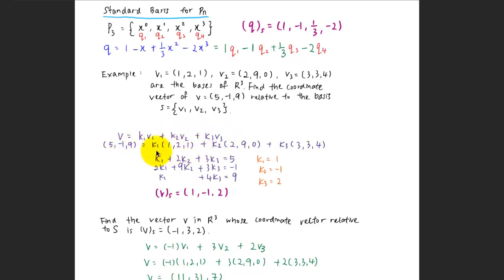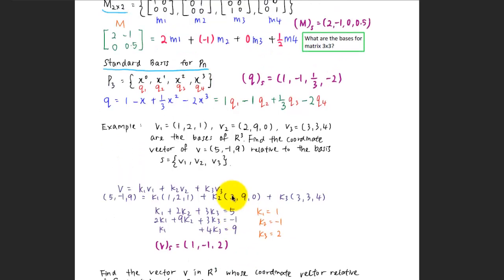What we need to do is to find out what k1, k2, k3 are, such that we can get the coordinate for these combinations. So you put it into this system of linear equations and you solve it using row operations. At the end, you will find that k1 is 1, k2 is negative 1, and k3 is 2. So this v is actually a combination of one portion of v1 plus negative 1 multiplied with the second basis plus 2 multiplied with the third basis. So in conclusion, the coordinate vector for this vector is 1, negative 1, and 2.